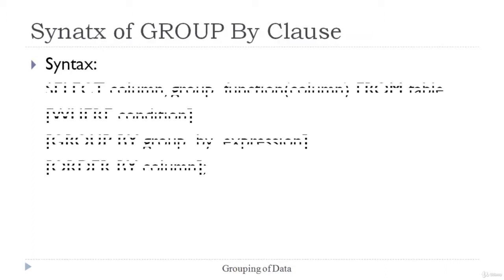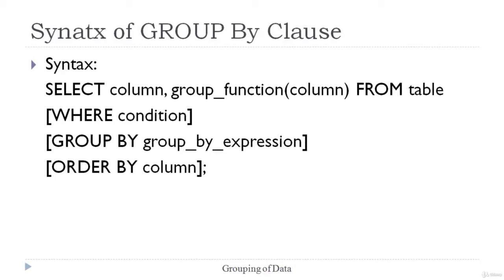The syntax of group by clause is: select column, group function, from table, optional where clause, optional group by, and optional order by. It is important to note that in group by, we can supply group by expression to make a grouping on a particular column. We can also use where clause and order by clause with group by clause.